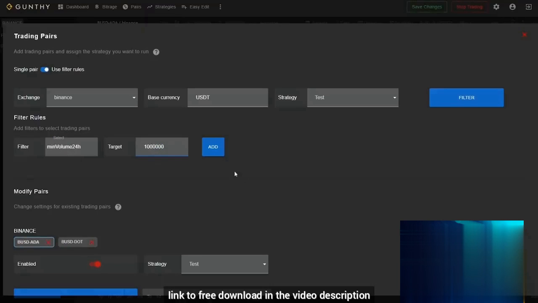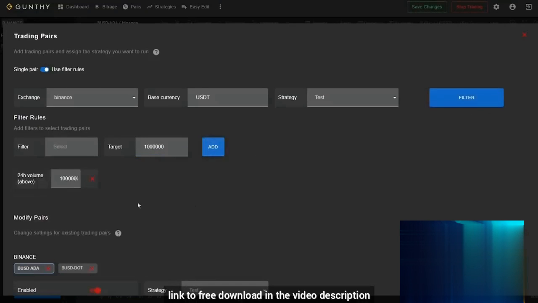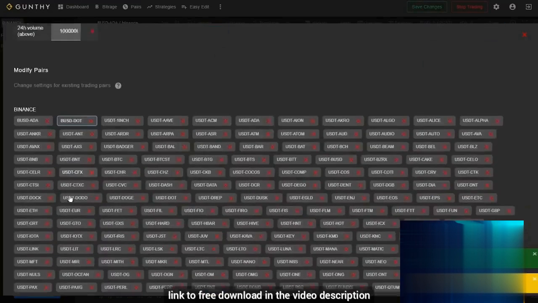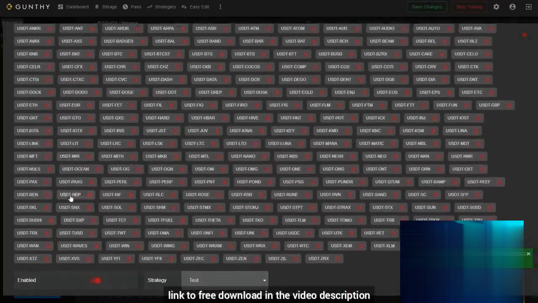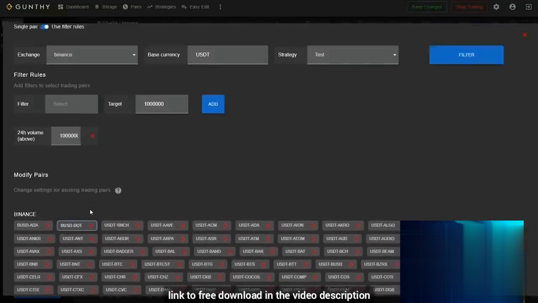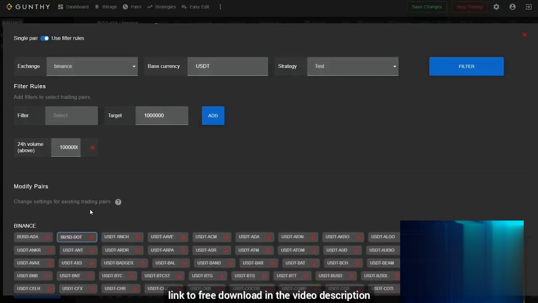Then what will happen is once I add this, it will filter all of the pairs. So let's see here, add a filter rule, and then click filter. It will search for pairs, and then it will add all of the pairs with above 1 million USDT in trading volume. This is a super cool feature because it really makes it a lot easier to add a bulk number of pairs or to add pairs that are only specifically above a certain filter that you would like to select instead of manually selecting all of them.